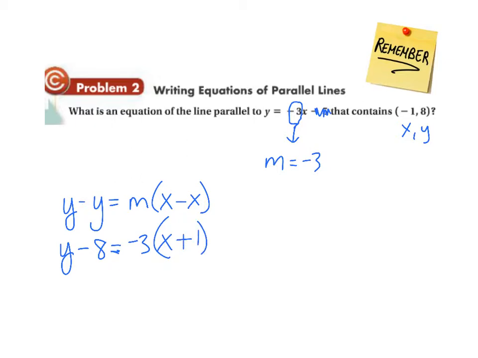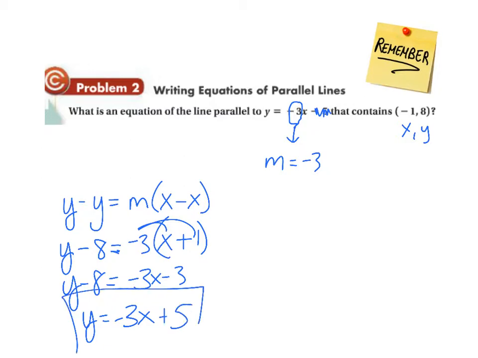And then we'll usually clean it up and go ahead and write it in slope-intercept form. Add the 8 to the other side. And I end up with a plus 5 there. There's my equation. All right. When they tell me that it's parallel, I'm just going to pull that slope out of there, and that's all I use that equation for.